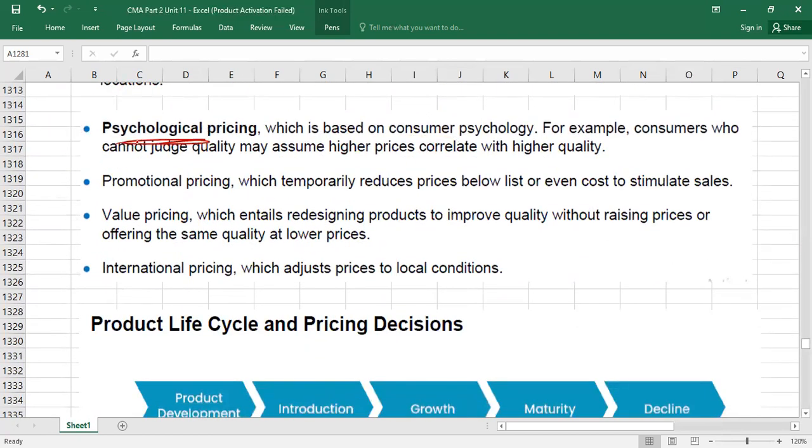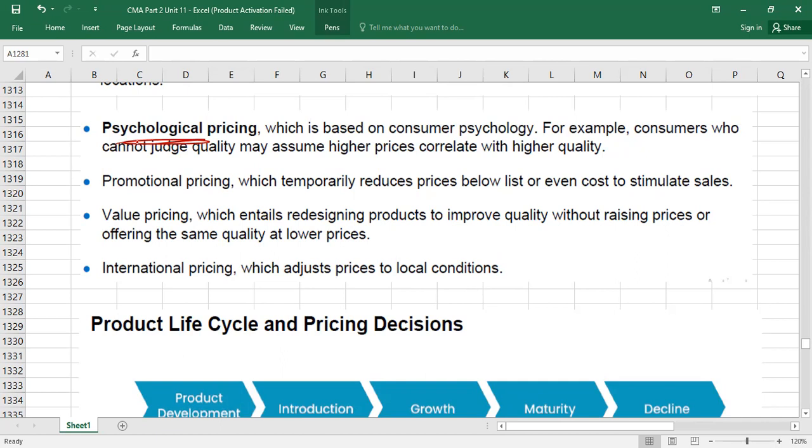Then we have psychological pricing. Psychological pricing is what? Obviously, guys, we will charge the price to the customer based on his psychology, right? For example, if I feel that the customer is rich, he has no information about the product quality, and I know he can pay even a bigger amount, maybe I will play with your psychology and sell the product at high prices. But if I know you have complete knowledge of the product, you know the quality of the product, in that scenario obviously I cannot play with you, so I will charge the normal price. This is what is called psychological pricing.